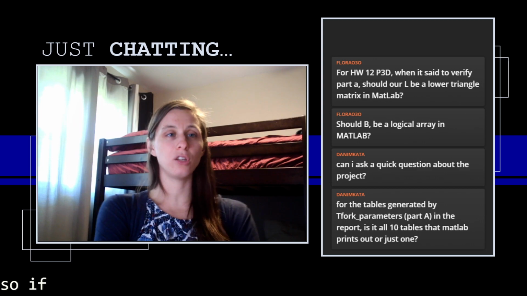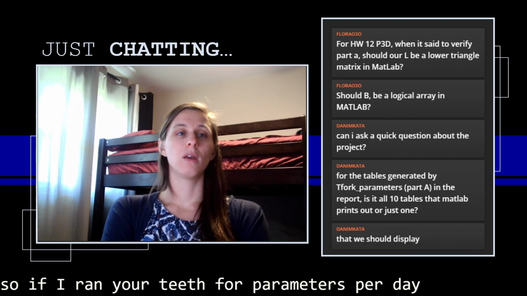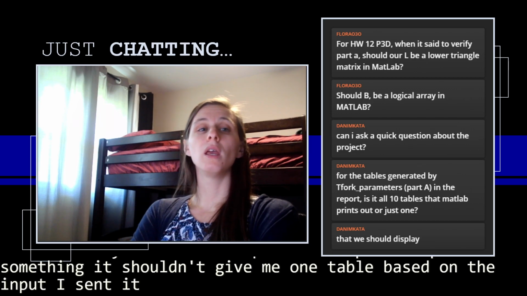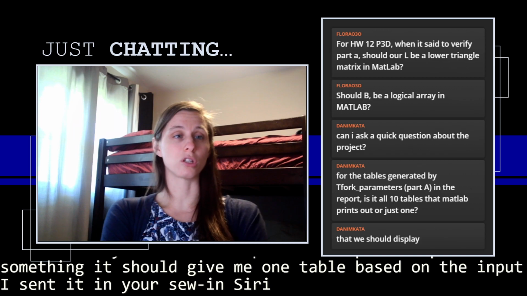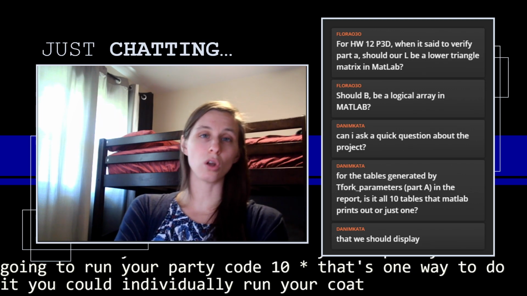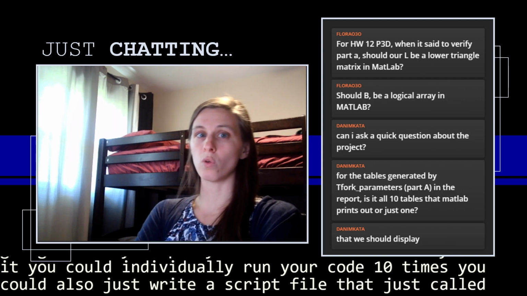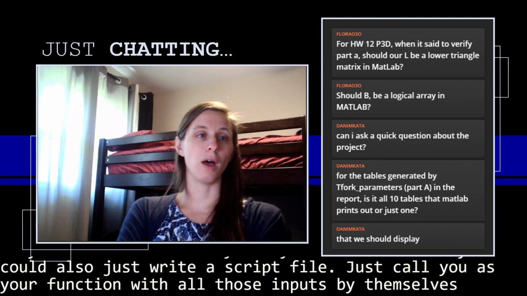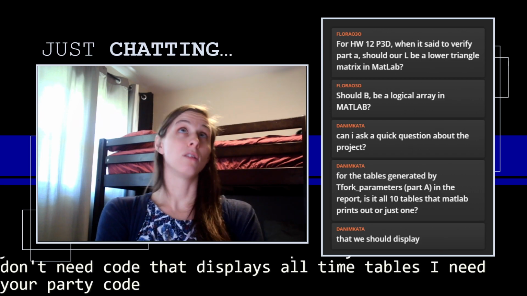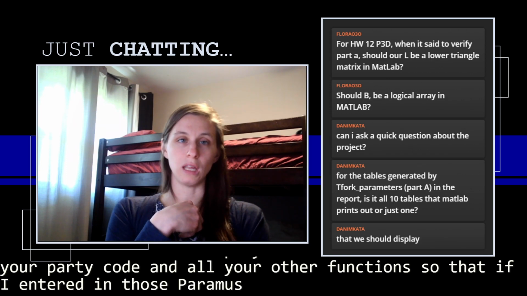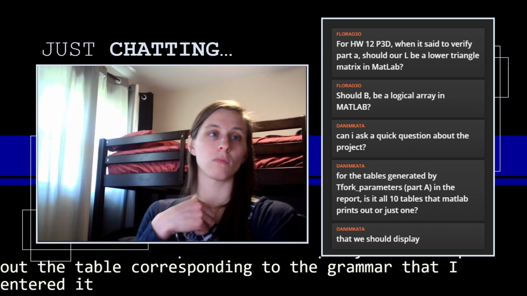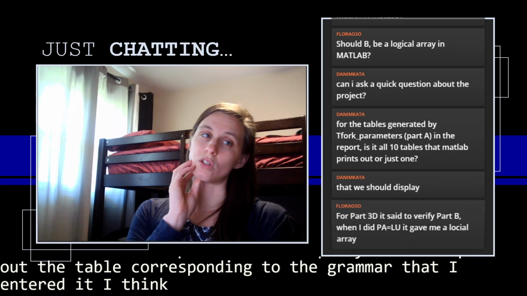So if I ran your T-fork parameters function, it should give me one table based on the inputs I sent it. So in theory, for your report, you are going to run your part E code 10 times. That's one way to do it. You could individually run your code 10 times. You could also just write a script file that calls your function with all those inputs by themselves. But I don't need code that displays all 10 tables. I need your part E code and all your other functions so that if I entered in those parameters for part E, it would print out the table corresponding to the parameters that I entered in. I think that answered your question.